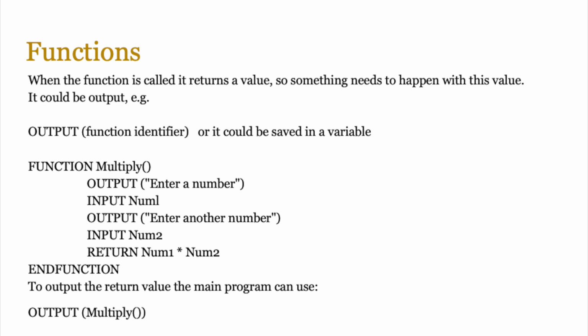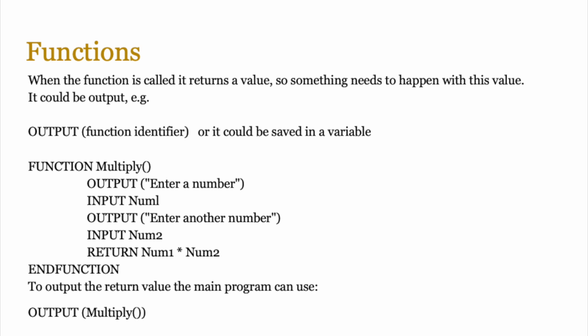So when a function is called, it normally returns a value. So we need to do something with the value. We can either output it directly or we could save it in a variable. So when we call functions, we don't use the command word call. We simply output it or we save it to a particular variable. So what do we mean by that?